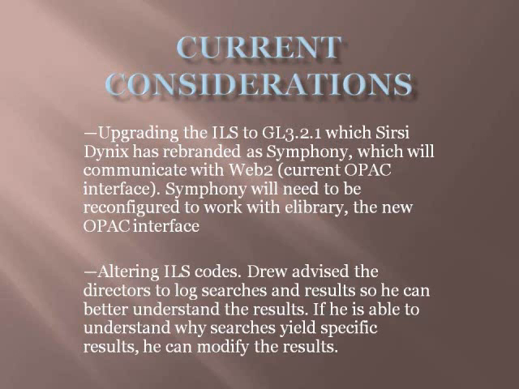The problem with updating to Symphony currently is that in the next few years, Symphony will need to be reconfigured to work with eLibrary, which will be the new OPAC interface of NC-PALS. Drew McNaughton actually had an idea of altering the current ILS codes. He advised the directors to log searches and results so that he can better understand the results that they're getting. If he's able to understand why certain searches yield specific results, he'll be able to go in, modify the codes, and modify the search results.